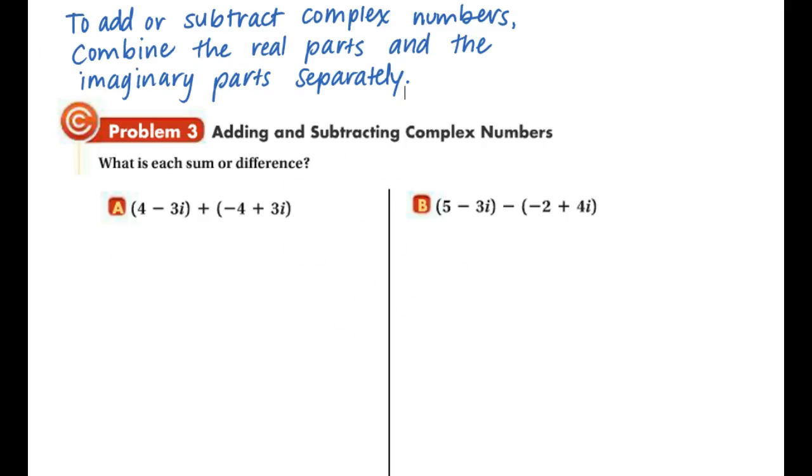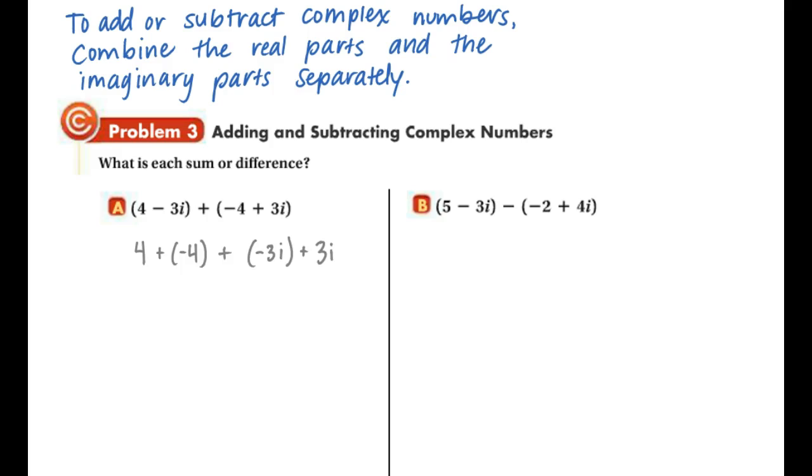I'm about to teach you how to add, subtract, multiply, and divide complex numbers. When you're adding or subtracting complex numbers, you want to combine the real parts and the imaginary parts separately. This is very similar to adding algebraic expressions, because adding the real parts and the imaginary parts separately is just like adding like terms. So in example 3, part A, we're just going to be adding the 4 and the negative 4 together. And then separately, we're going to add the negative 3i and the positive 3i together.